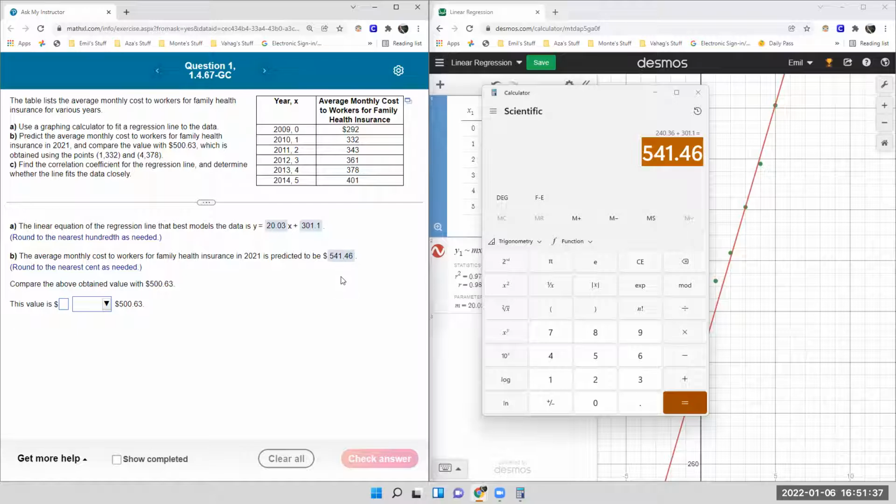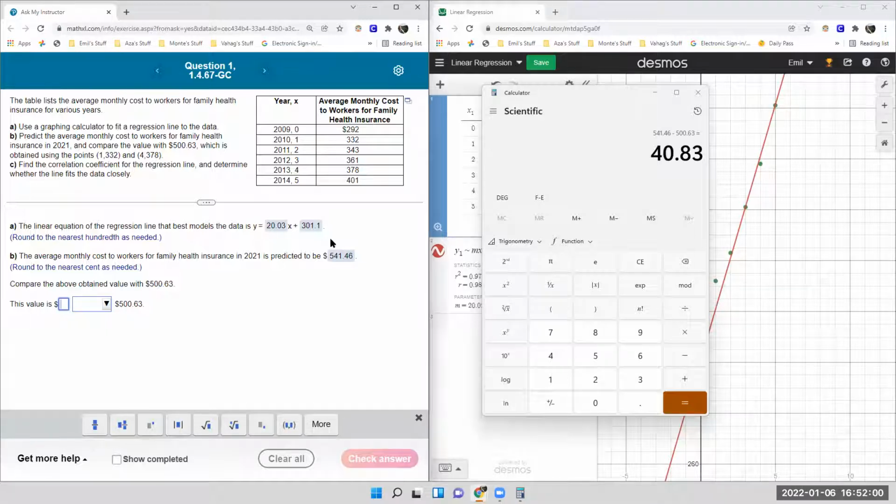So the problem is basically asking us to compare the two values. To do that, I'm just going to subtract them here. It's minus 500.63. So 40.83 is the difference. So this value is more than 40.83, it looks like, right?